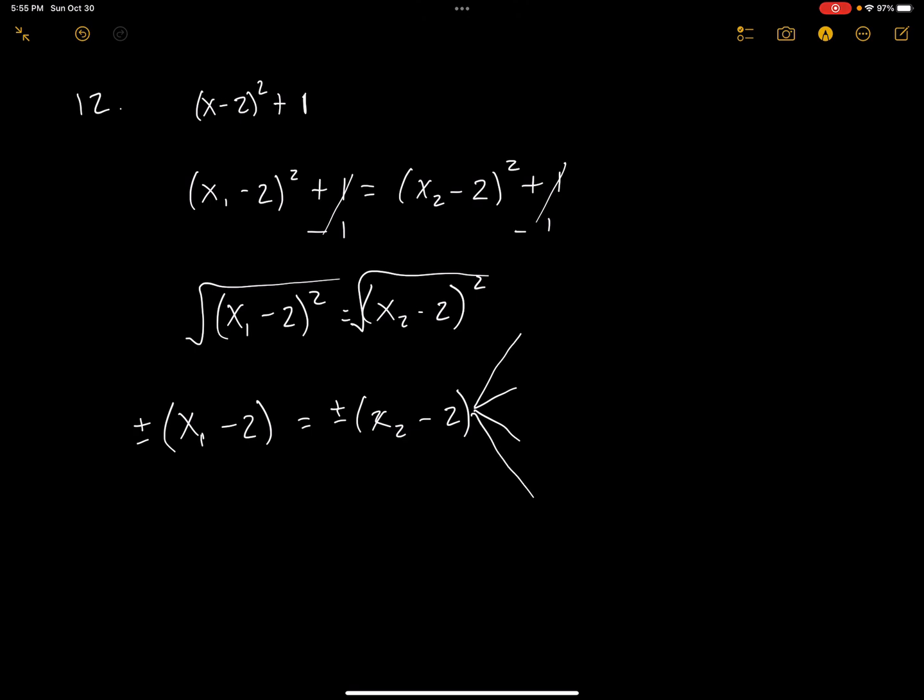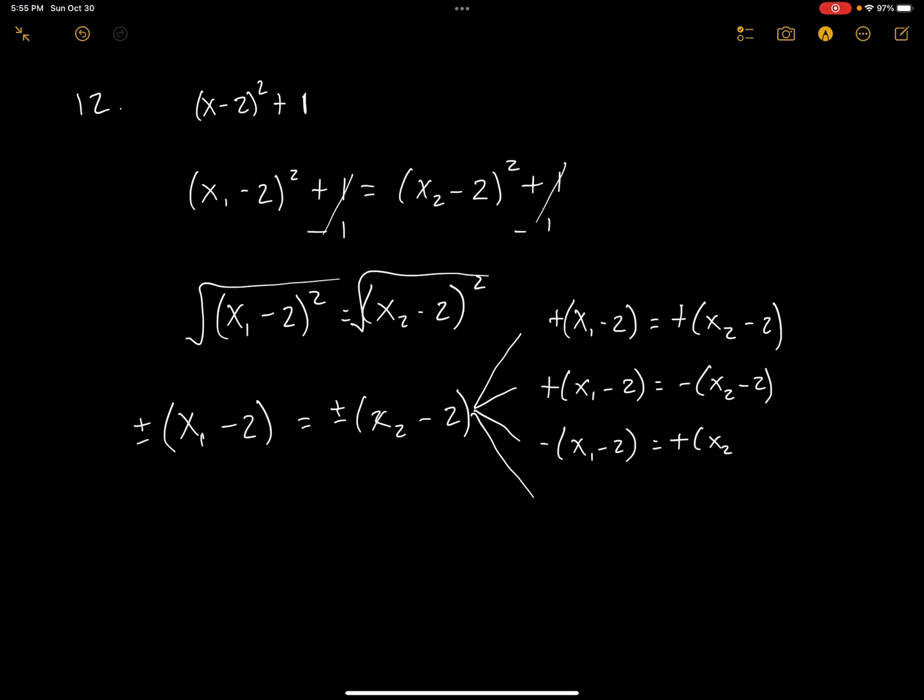It is saying we could have positive x1 minus 2 equals positive x2 minus 2. We also could have positive x1 minus 2 equals negative x2 minus 2. We also have negative x1 minus 2 equals positive x2 minus 2. And it could also mean negative x1 minus 2 is equal to negative x2 minus 2. So this is how we'll algebraically figure it out.